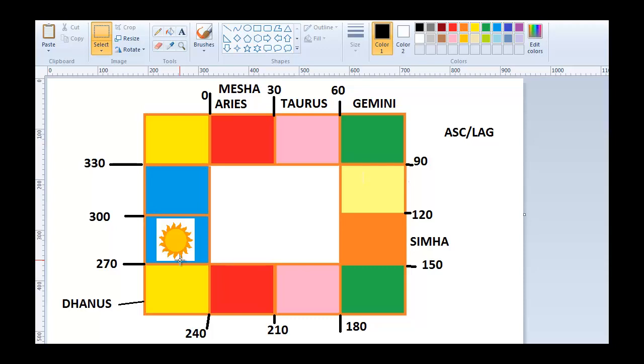Though the sun is actually moving 1 degree a day on the sign, you can imagine that the sun rises along with the sign itself. So if the sun is in Makara, Makara will rise during sunrise. So if this person was born during sunrise, you can safely put the ascendant here.